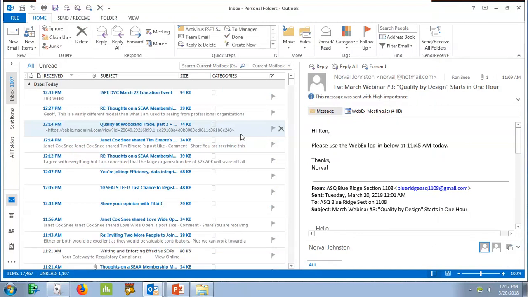Norval, give me that number again for that standard. The last one I said? Yeah. IATF 16949. It was previously TS 16949, but it was recently changed to IATF 16949. Okay, good. Thank you.